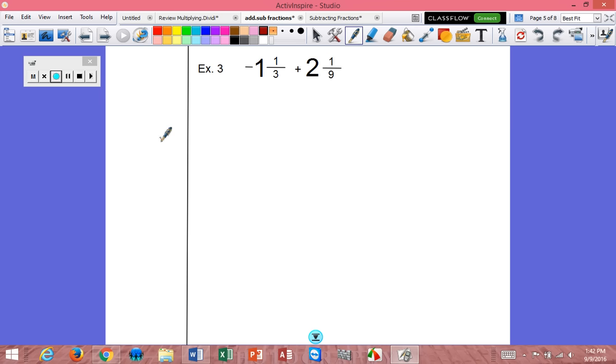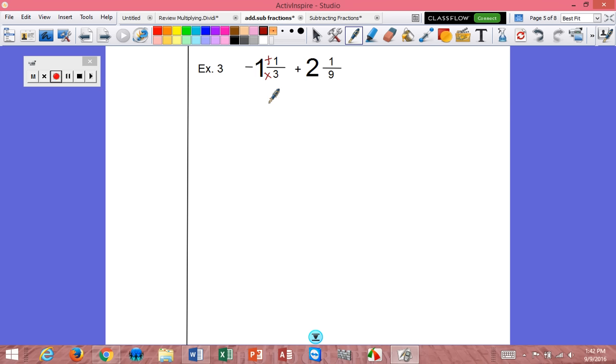Alright, example 3, we have negative 1 1/3 plus 2 1/9. So we have mixed numbers, and we want to make them improper first. So remember, we take the denominator and multiply it by the whole number, and then we add what's in the numerator. Because this is saying that we have one group of thirds plus one left over, so 3 times 1 is 3, plus 1 is 4.